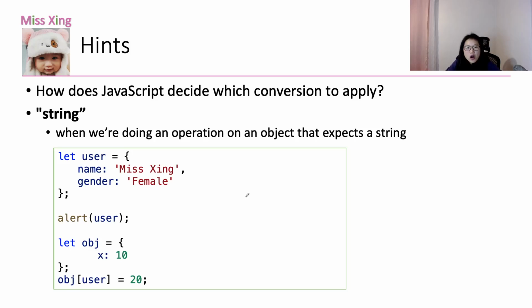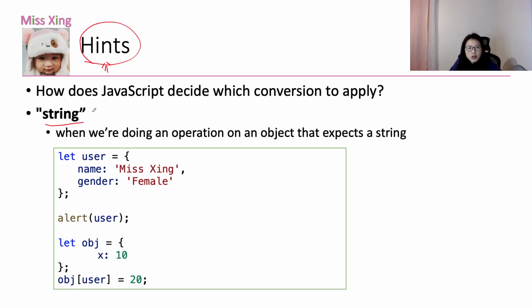Now, how does JavaScript decide which conversion to apply? Should we convert to a string? Should we convert to a number? Based on the JavaScript specification, it uses something called hints. The first one we'll take a look at is string, which is where our JavaScript object will be converted into a string type.